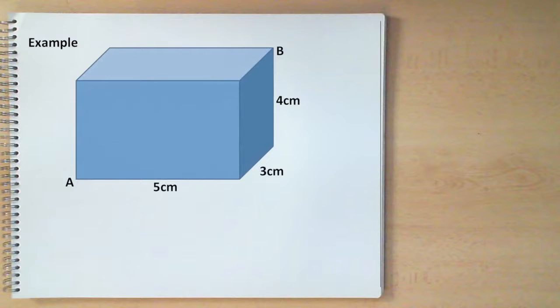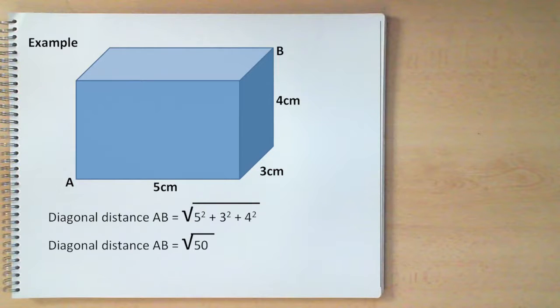Let's do this with an example just quickly. Here's a cuboid, length, height and width. So the diagonal distance from A to B is 5 squared plus 3 squared plus 4 squared, all square rooted. So that distance is the square root of 50, which just happens to be 7.1 centimeters.